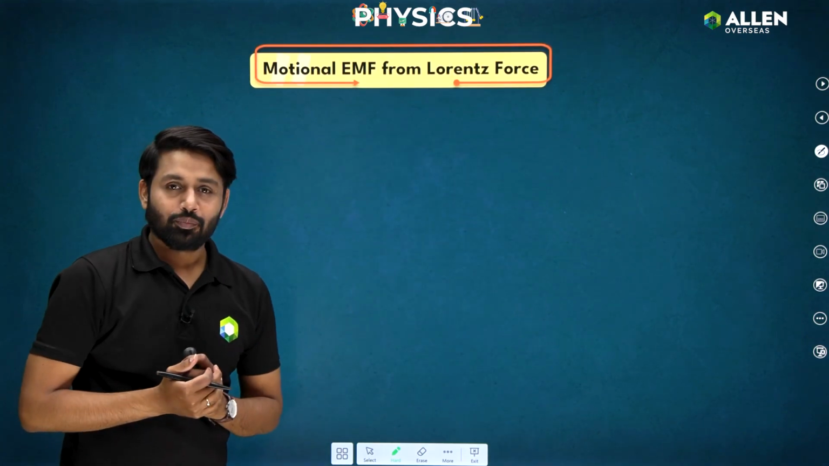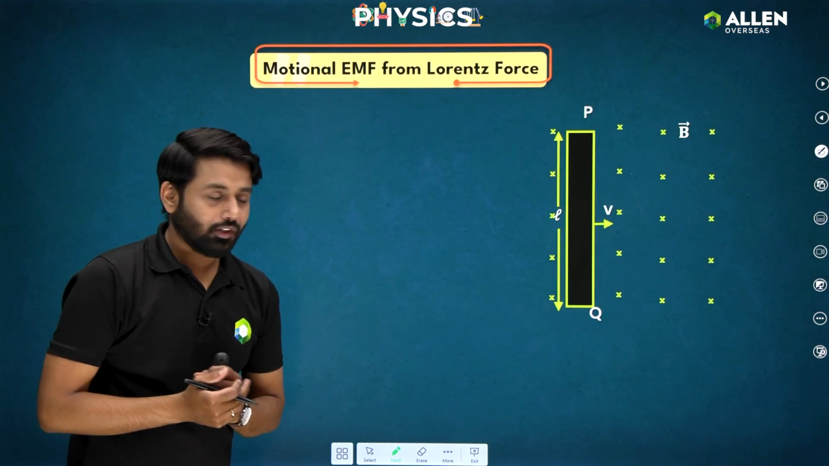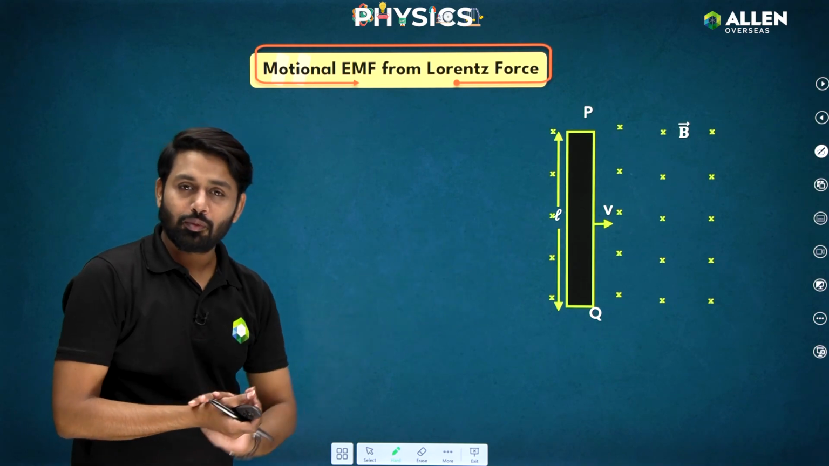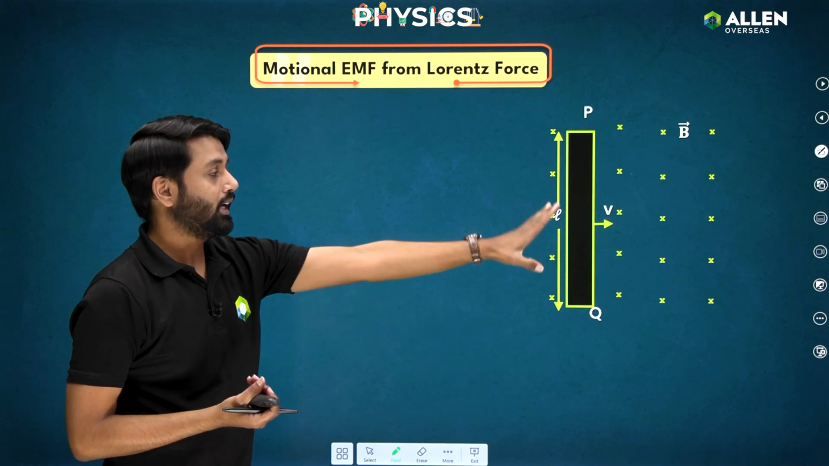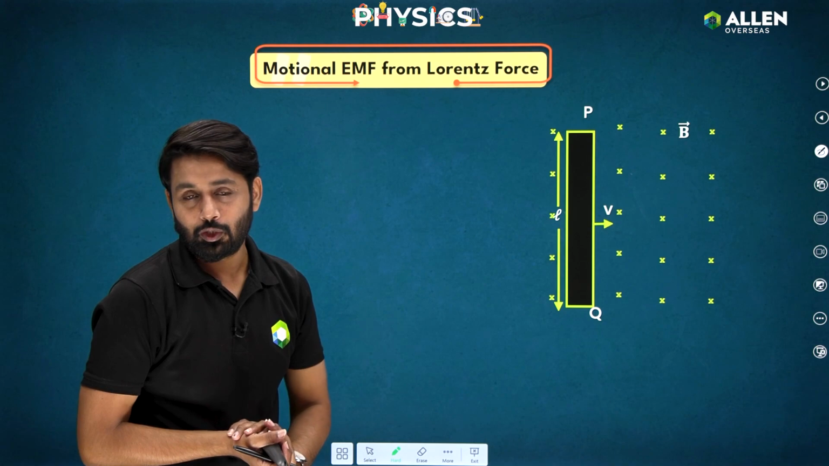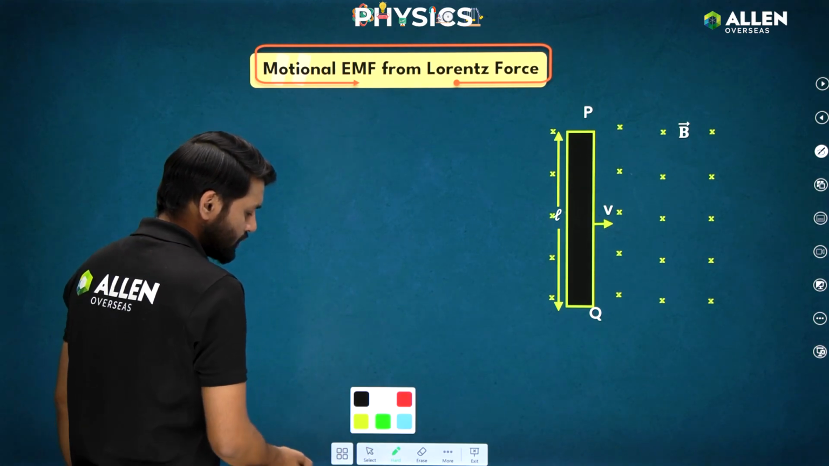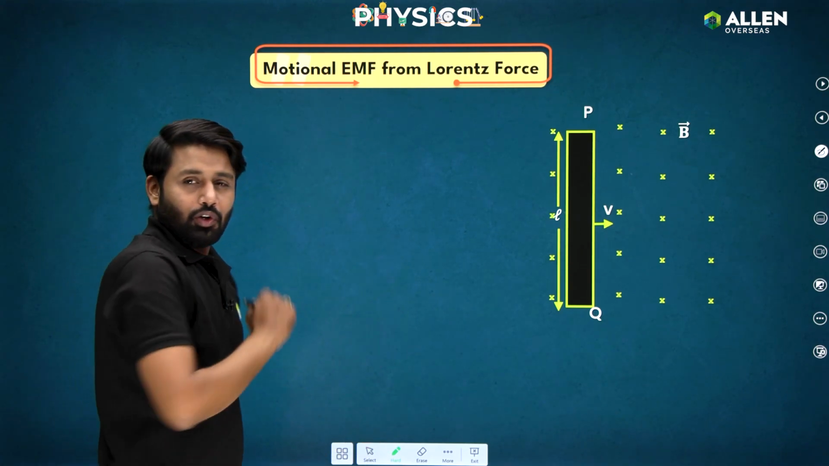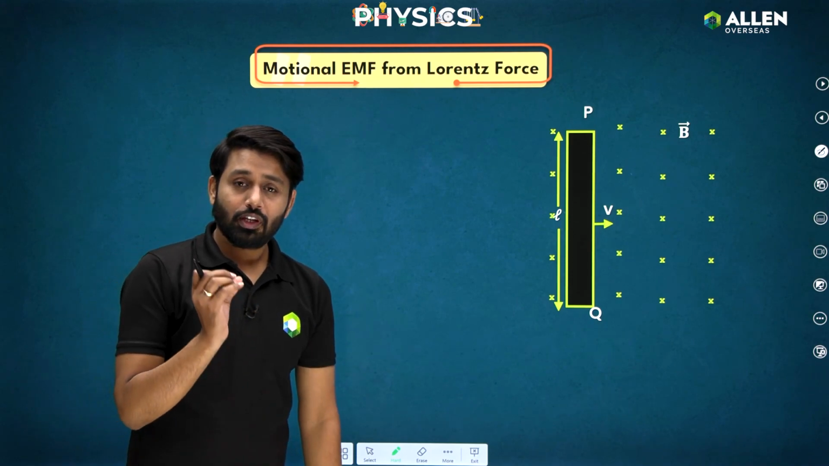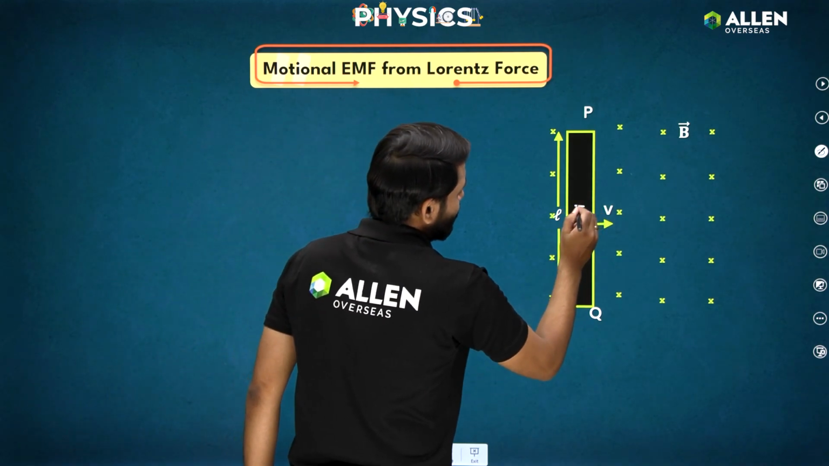So let's understand. You can see here, this is a rod of length L and it is moving in a uniform magnetic field with velocity V. The magnetic field and velocity vector are both perpendicular to each other, right? Now see, this rod is a conducting rod, so there are so many free electrons. I'm representing only one free electron.